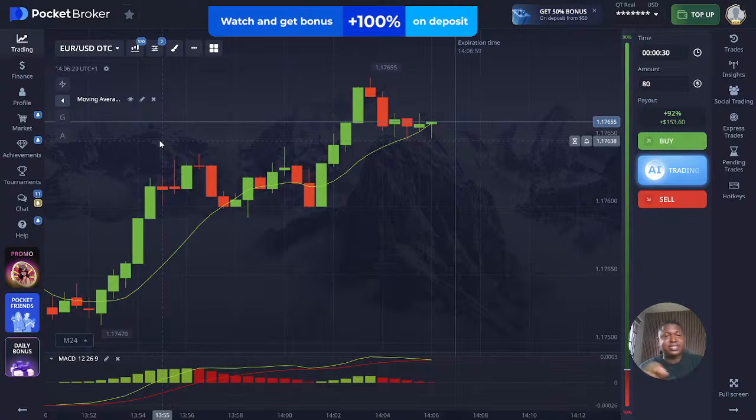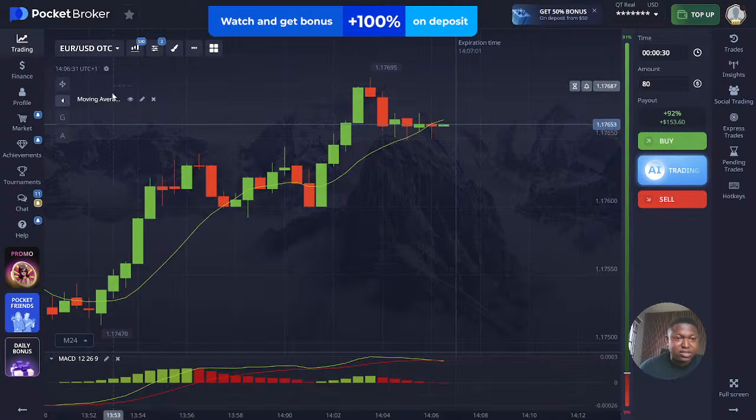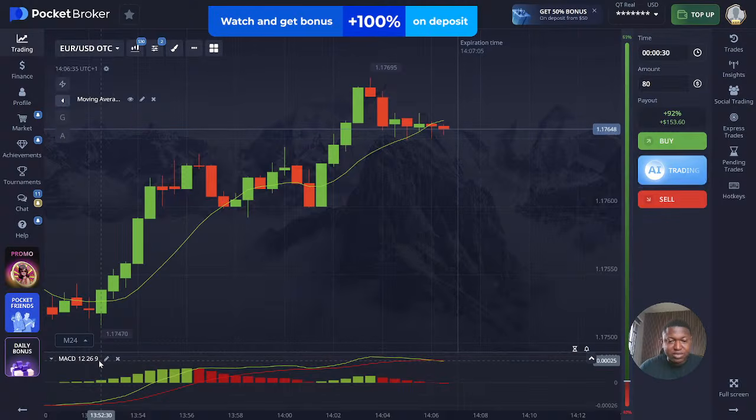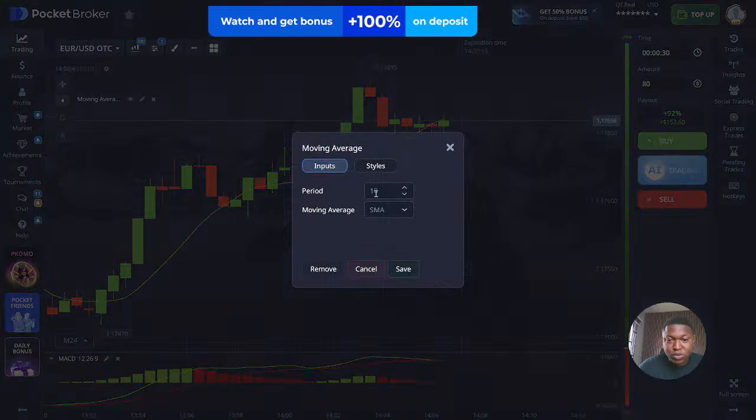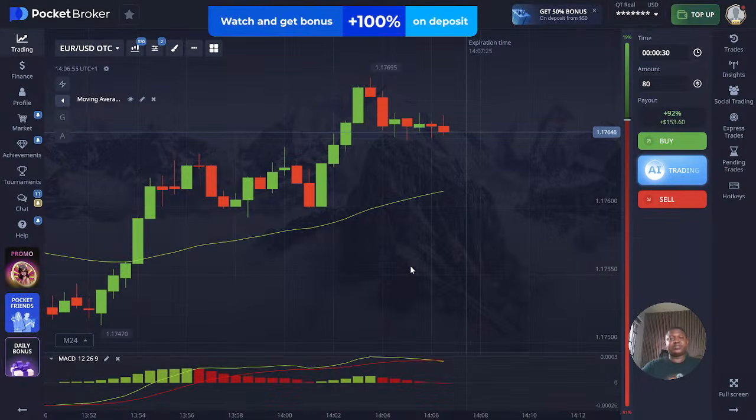Now we are going to be setting our indicators. This is the moving average indicator and this is the MACD. For the MACD, we are going to leave it like this. For this strategy, we're not going to be setting the MACD. Then for the moving average, we are going to set it to 50 EMA. Just change the 10 to 50, change SMA to EMA, and then click on save.